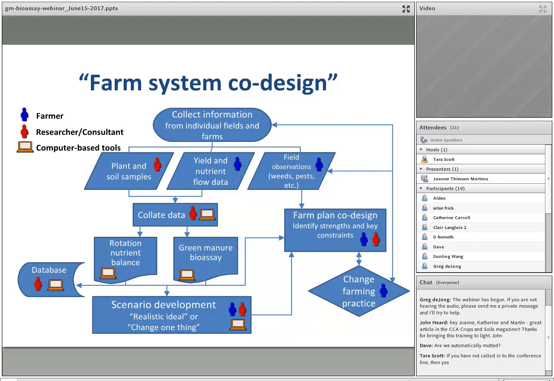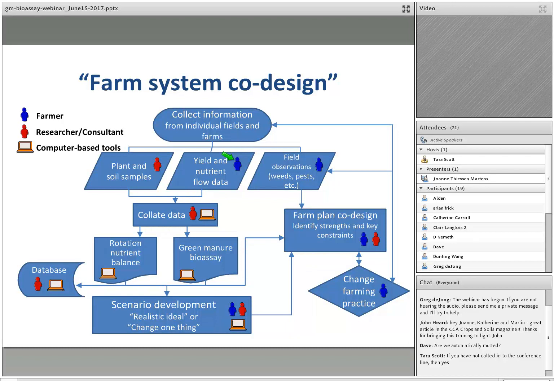So you can see here we start with collecting information, and that would be from individual fields and farms. The little red people represent the researcher or the consultant or agronomist, and the blue people represent the farmer. And you can see they both have a role in collecting that information.